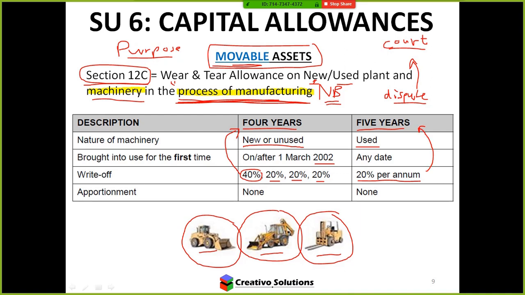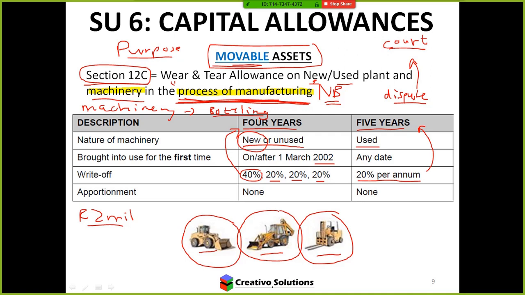So if I bought a machine, and let's say it's a bottling machine, let's say we're bottling wine, I've bought a machine that's going to bottle wine for me. That's part of the process of manufacturing. Let's assume the machine costs 2 million. Is this machine new? Yes, it is. So what is SARS going to allow me to do?